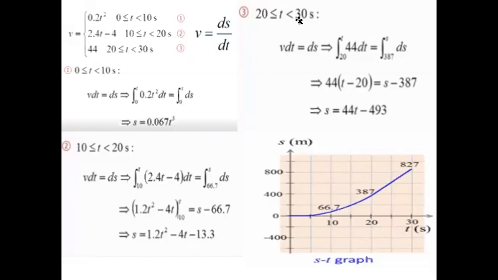Be careful with the integration limits again and get the last part of the s-t function and sketch it. We can calculate at the end of 30 seconds. The position has become 827 and then complete the s-t graph. We find 827 from this equation. Thank you for watching.